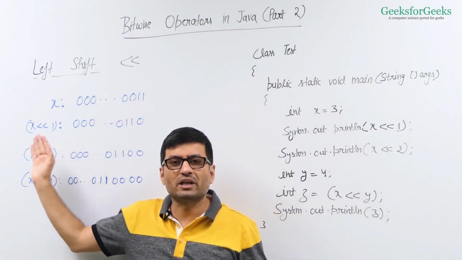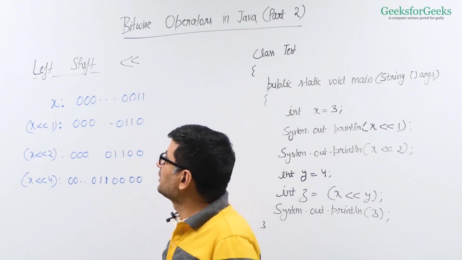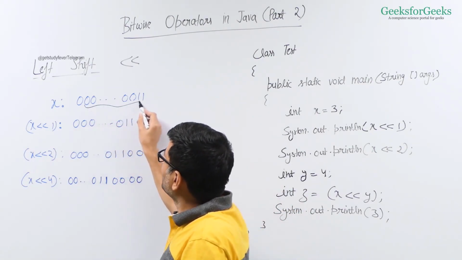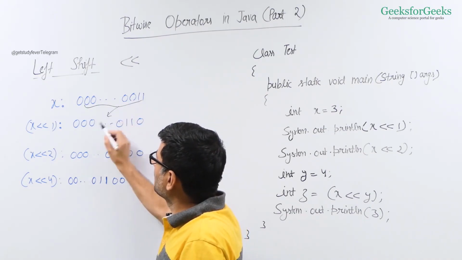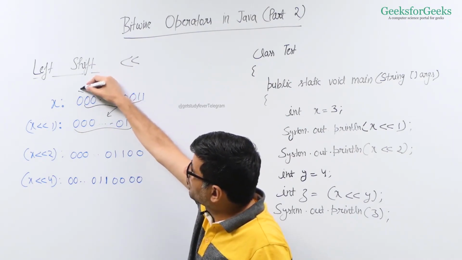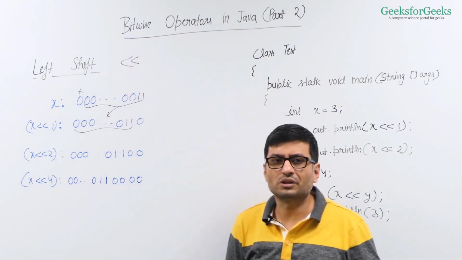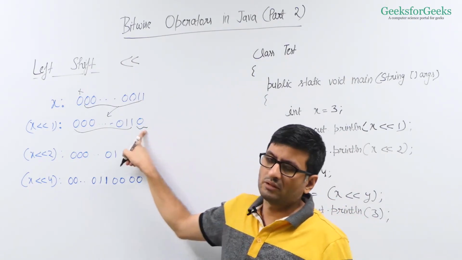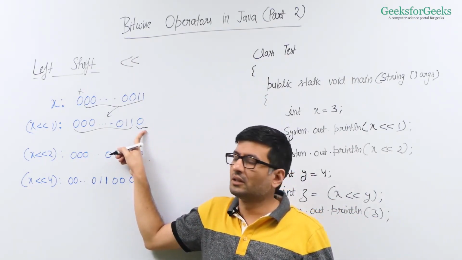Now if we left shift by 1, what happens? All bits move one position to the left. Your leading 0 is ignored. It's gone, whatever it was. And then a 0 is added at the end. That's how the left shift operator works.